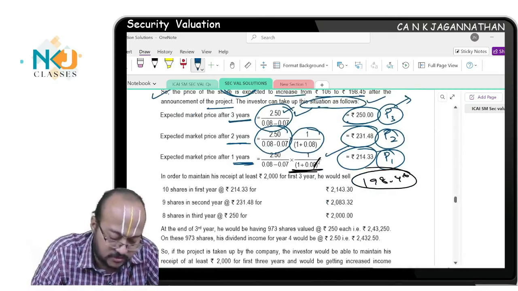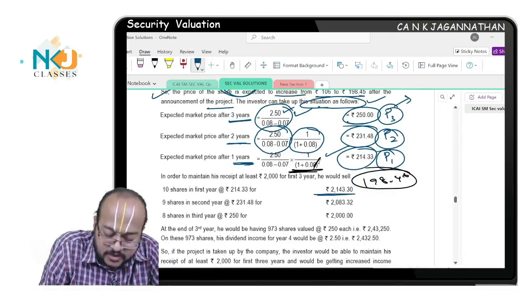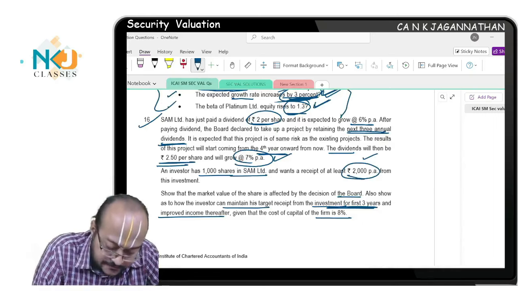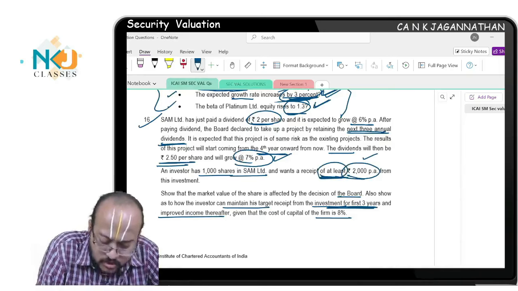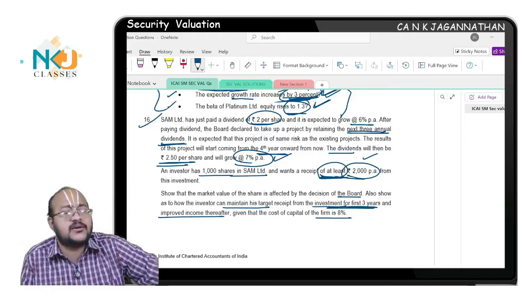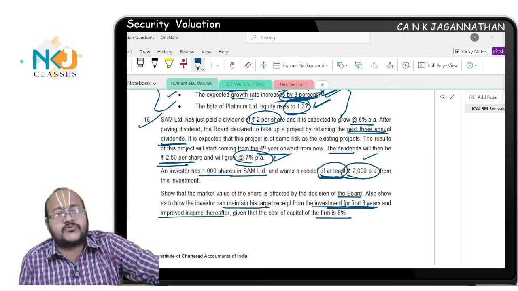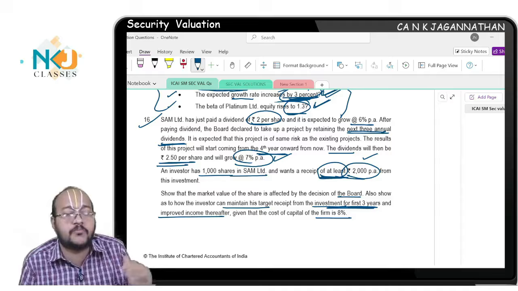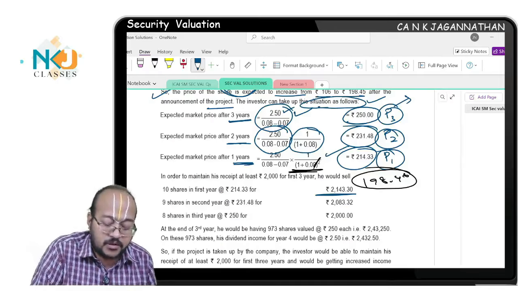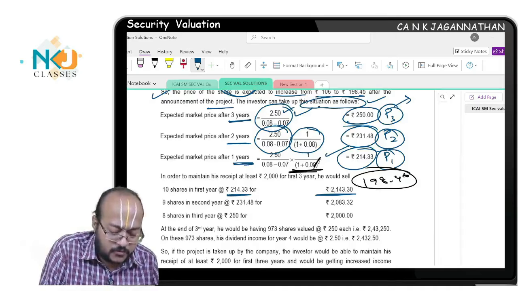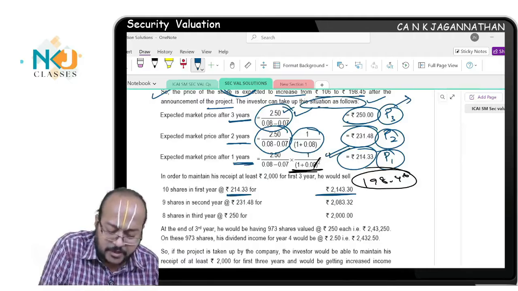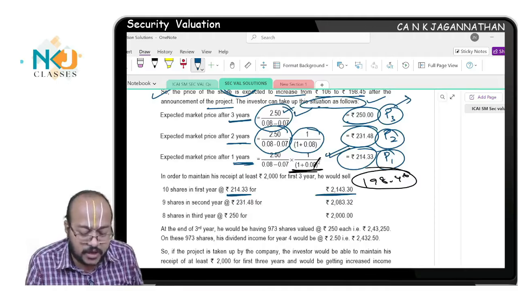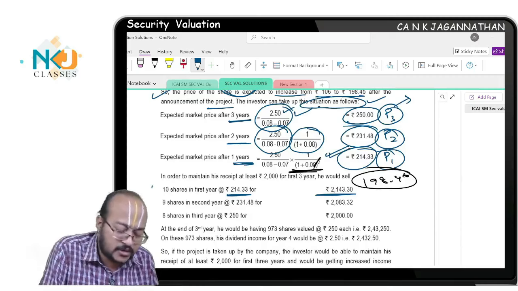Next, what you will do? See, very simple. I have to maintain a receipt of at least 2000. They have told, na? See here, carefully. At least 2000 per annum, which means it should not go below 2000. You cannot buy a fraction of a share. If at all, you should go above 2000, but the number should not go below 2000. So what you should do? Very simple. 214.33 is the first year share price, which means how many shares I need to sell? If I sell 9 shares, it will be less than 2000. Hence, I will sell 10 shares.